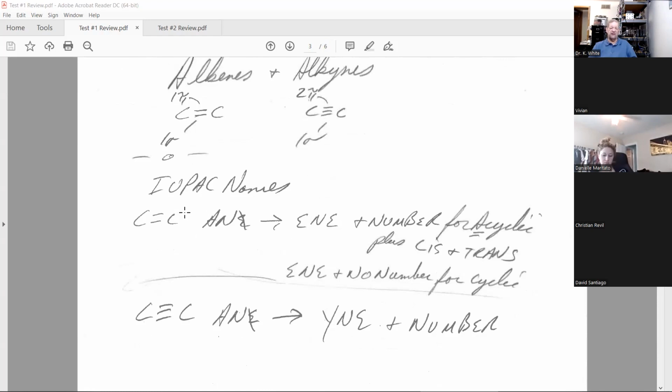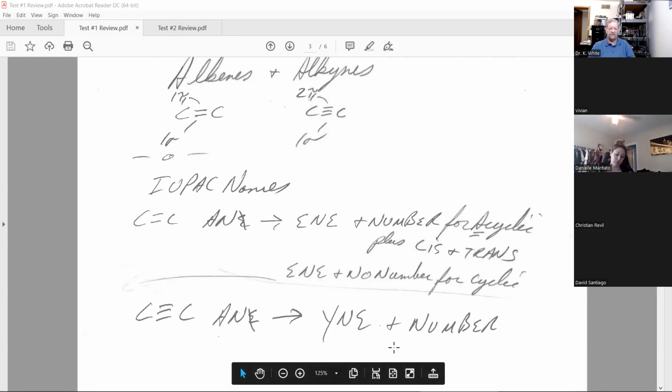Now here the mistake should be the whole ANE gets dropped. For IUPAC names, you have a double bond, find the longest chain with both carbons of the double bond, name it as an alkane, drop the ANE ending, replace with ENE, and a number for acyclic, plus don't forget cis and trans. When you're in a ring, no number and no cis or trans, because in this class and everything I've ever done, it's always going to be cis if it's a small ring, which is what we do. Now, let me remind you about cis and trans.